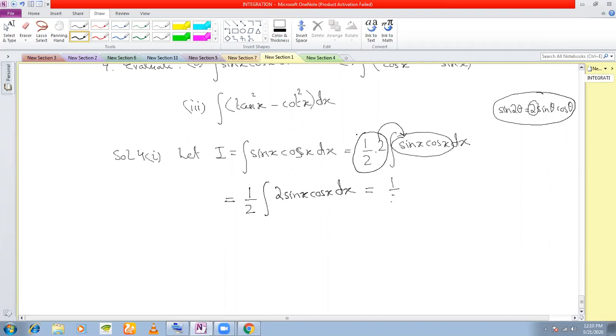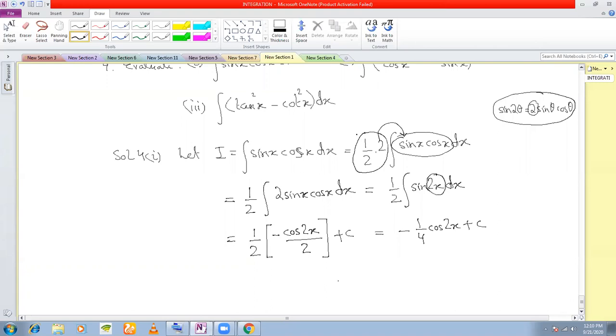So what I'll do here is half, 2 sine x cos x can be written as sine 2x dx. Now the standard formula is there. What is the integration of sine x? It is minus cos x, and not only that, but divided by the derivative of 2x. Derivative of 2x is 2, plus c. So your answer here is minus 1/4 cos 2x plus c. Clear?